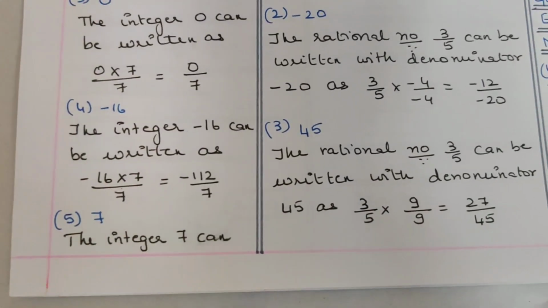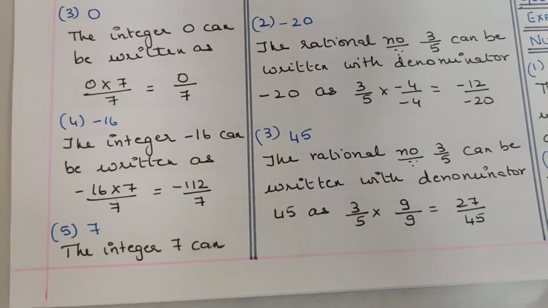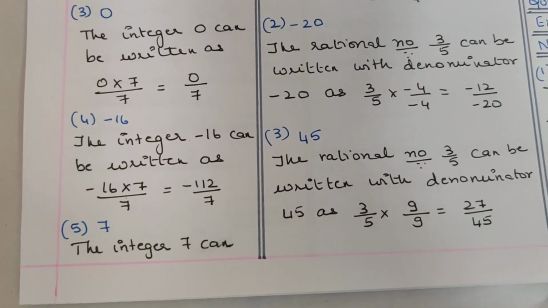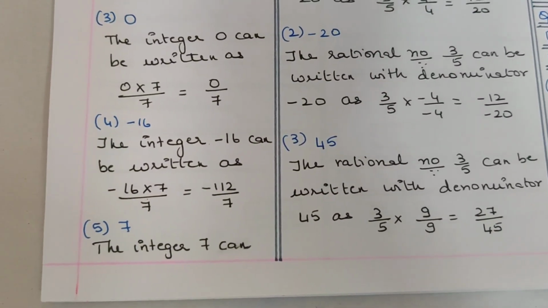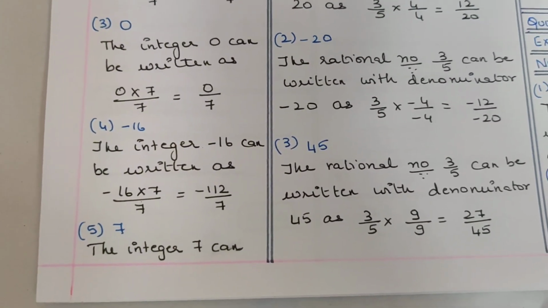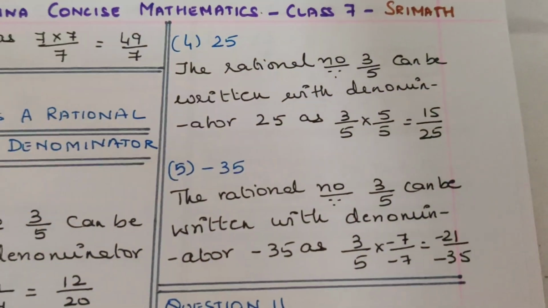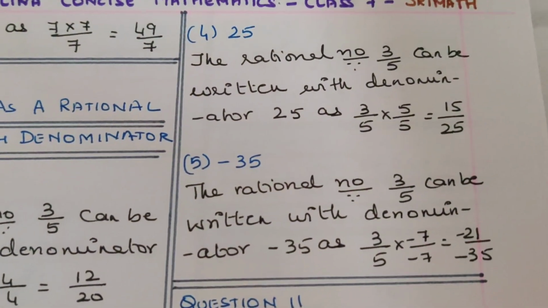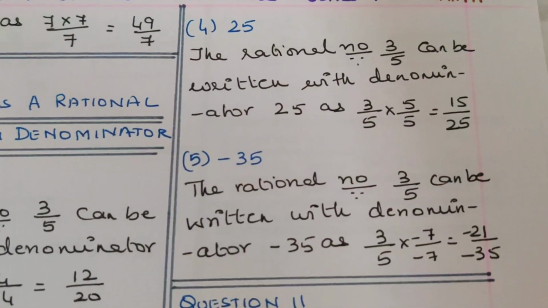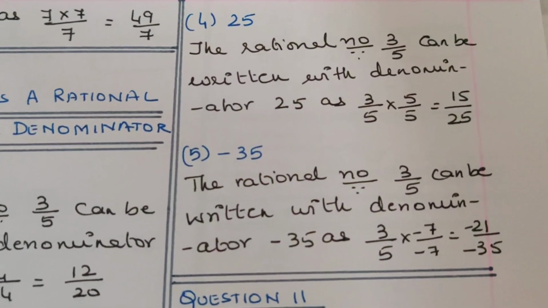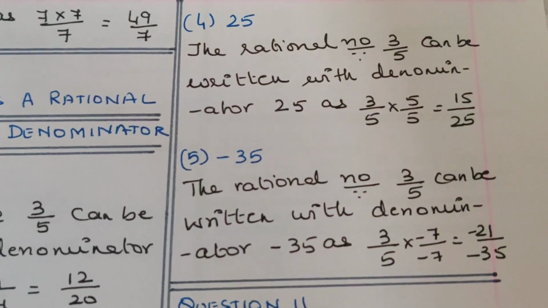Now 45. So if you have to get 45 in the denominator, you will have to multiply 5 by 9. Therefore, it is 3 by 5 into 9 by 9. The answer is 27 by 45. Isn't it simple? The next one is 25. Again 3 by 5 into 5 by 5, that is equal to 15 by 25, because you have to multiply 5 into 5 so that you get 25 in the denominator.